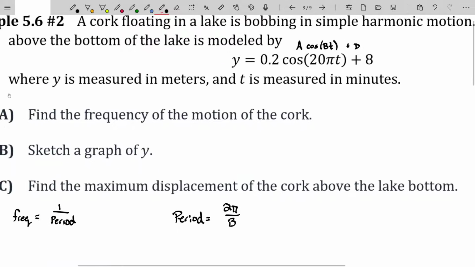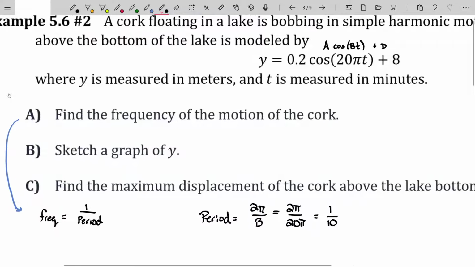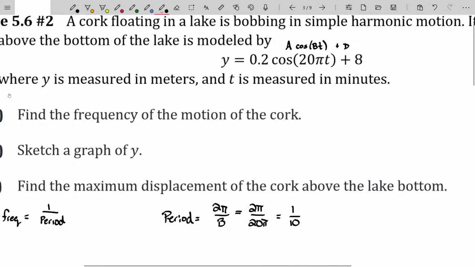So, period is 2 pi over that coefficient of t, which is 20 pi. And that reduces down to 1/10. And that means the frequency is the reciprocal of that. That is, the frequency is 10. But what does that mean? What does it mean that the frequency of the motion is 10?